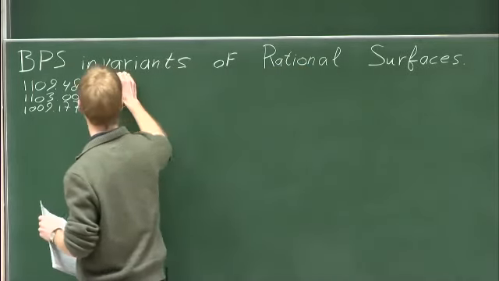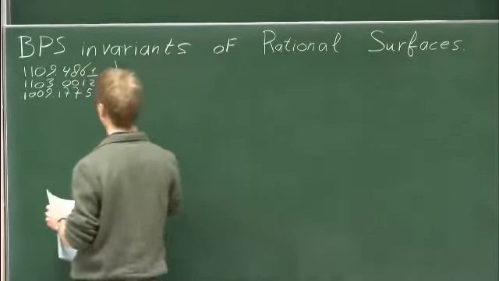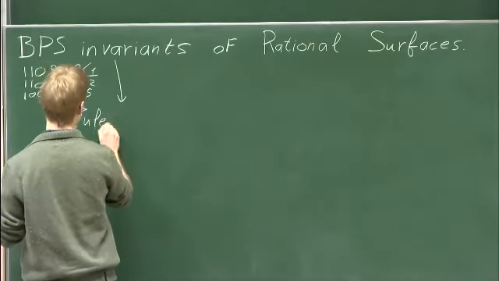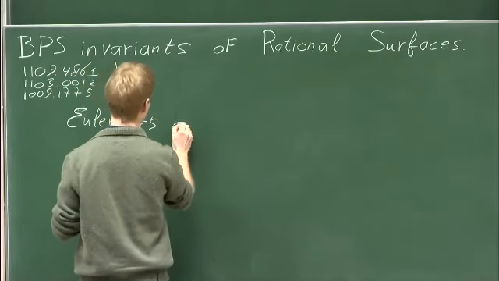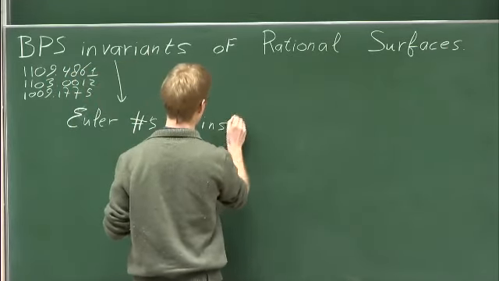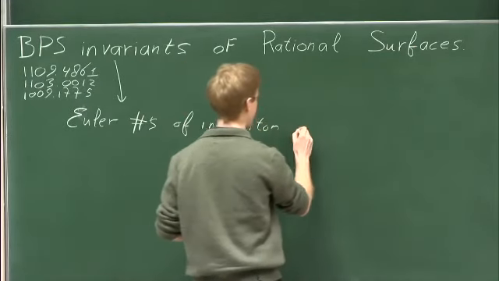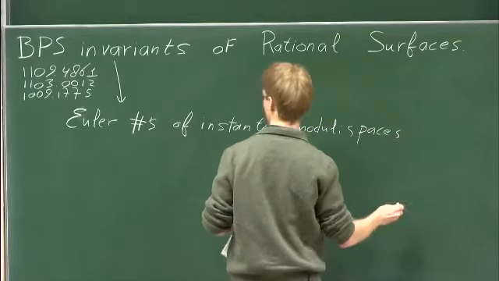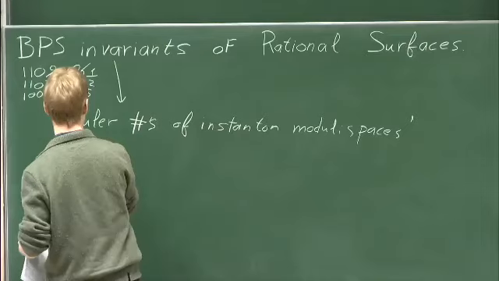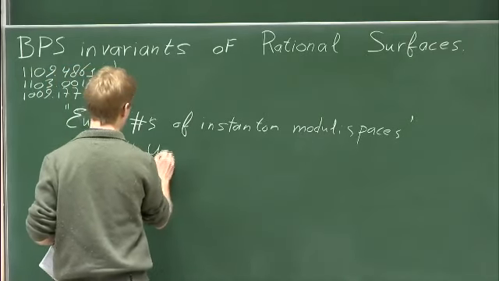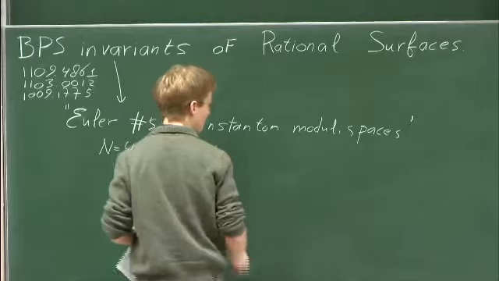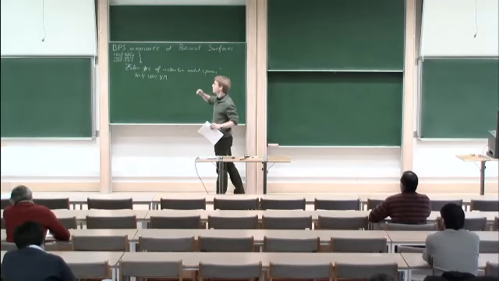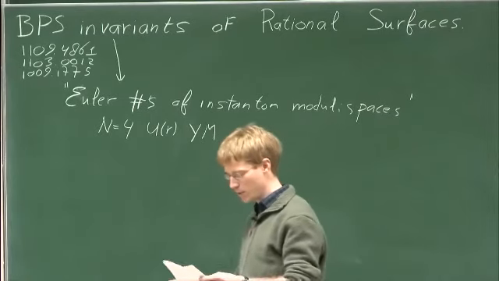Just in brief, to give you an idea what the BPS invariants are, they are essentially the Euler numbers of instanton moduli spaces, computed using N=4 U(r) Yang-Mills theory wrapped on the rational surfaces S, which include the Hirzebruch surfaces and all the blow-ups of the Hirzebruch surfaces.